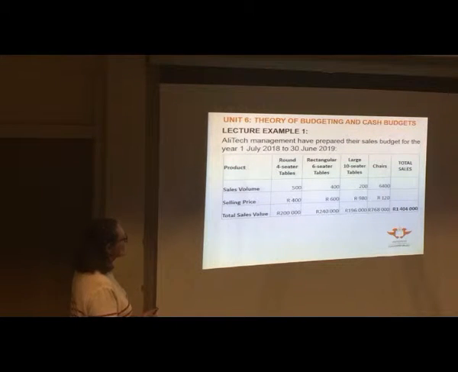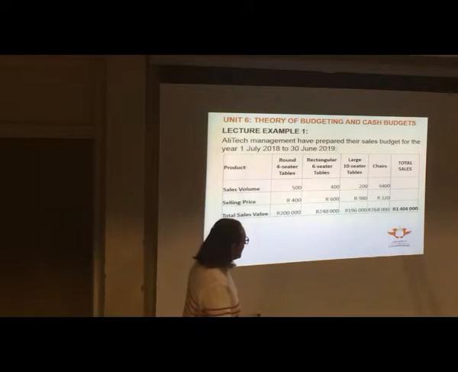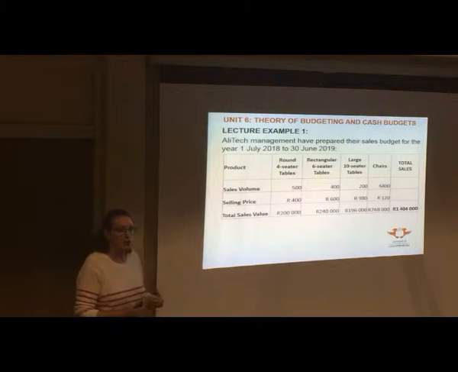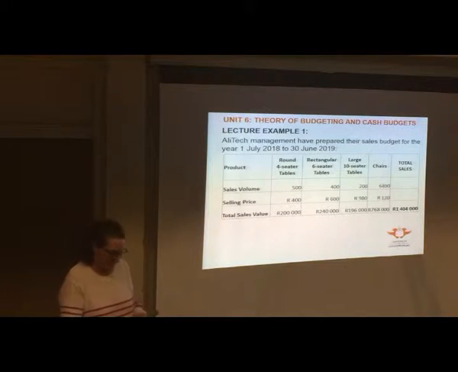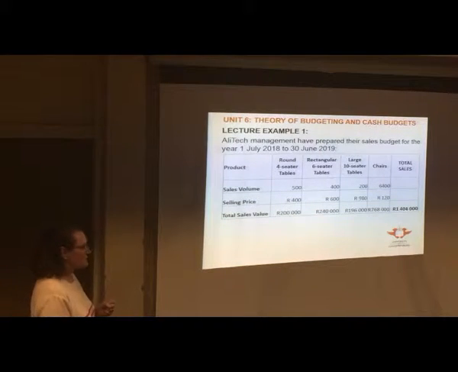So this is the sales budget, right? It also shows you how the sales budget ties in with the production budget. This is what we intend to sell, and this is the price we intend to sell it at. So if we sell these at this price, then 1,404,000 Rand would be our total sales revenue. Okay, so from here, we're going to create the production budget.